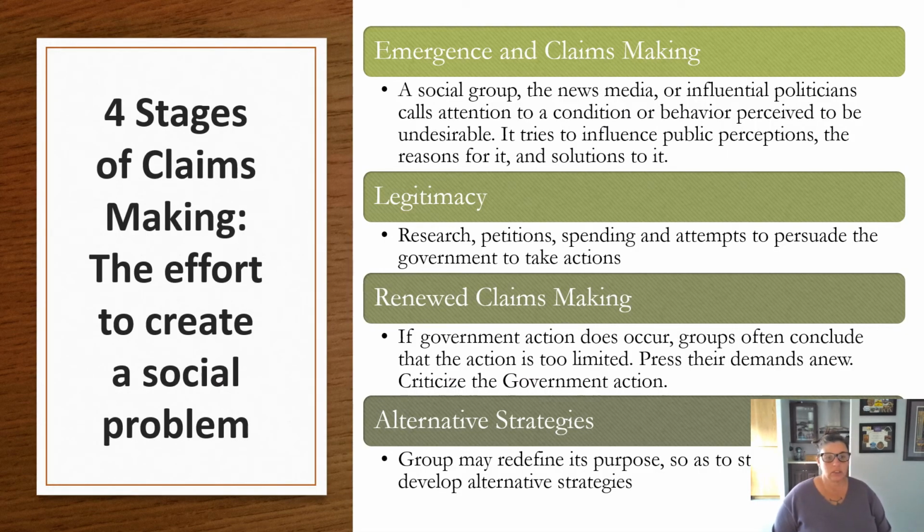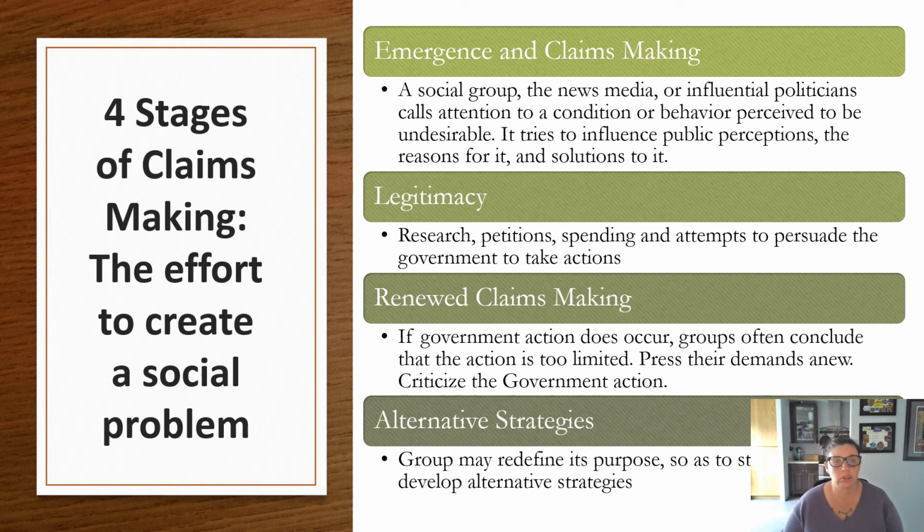Okay, so essentially there are 4 stages to claims making. So how do institutions create a social problem? Well, they need to have the social problem actually emerge. They need to establish legitimacy. They sometimes need to renew the claims making, so bring it forward again. And they may need to decide upon and implement an alternative strategy.